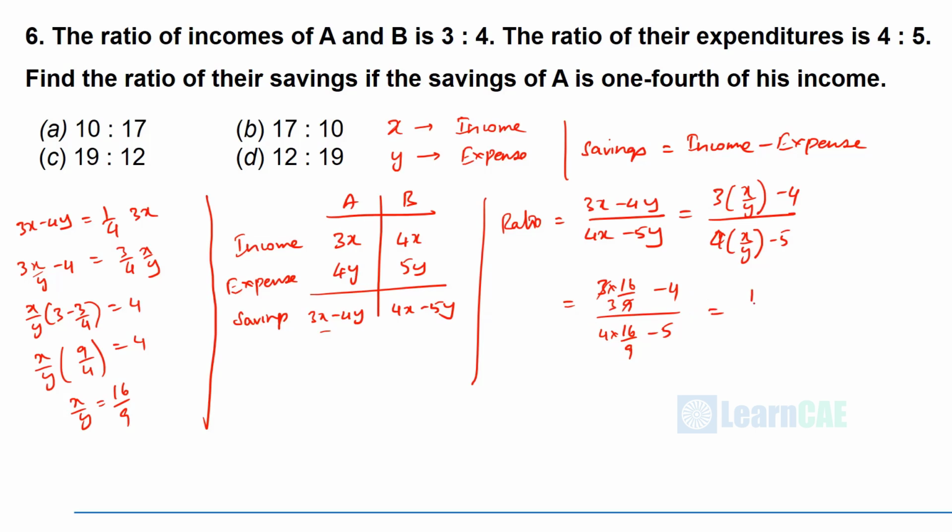This will be 16 minus 12 divided by 3 into 1 by 4 into 16 is 64 minus 5 9s are 45 divided by 9. So this will be 3. This will go to the numerator. So further this will be 4 divided by 64 minus 45 is 19 and 3 will go to the numerator. So this is equal to 12 by 19. So the ratio of their savings is 12 by 19. So the answer is D, 12 is to 19.